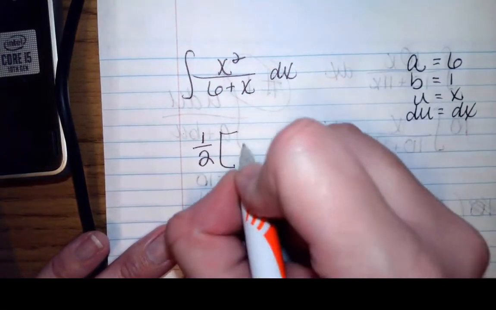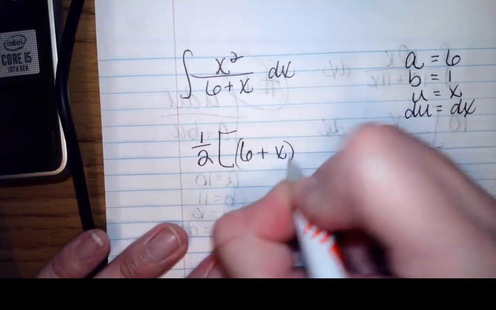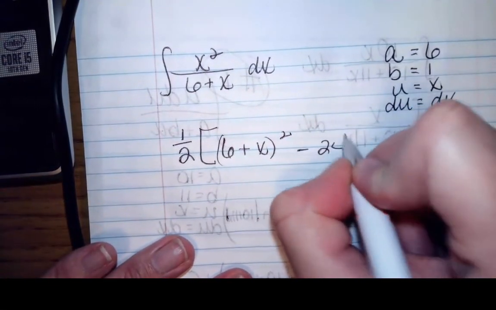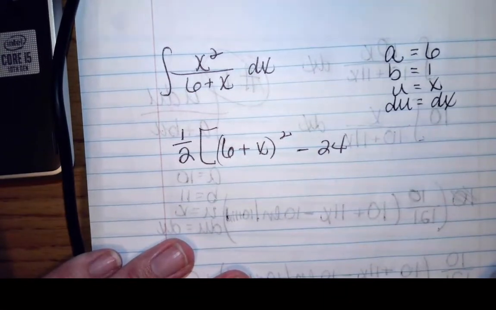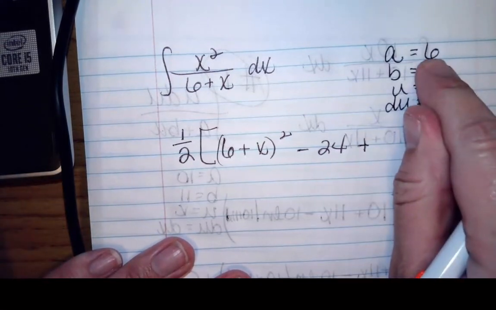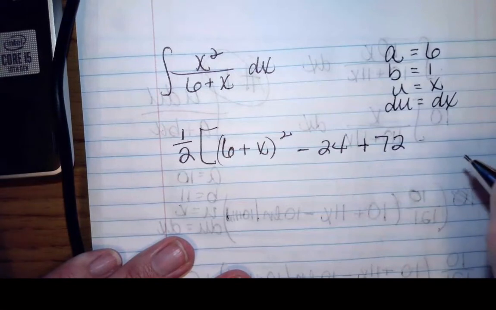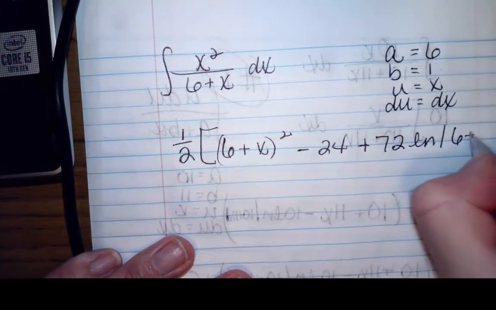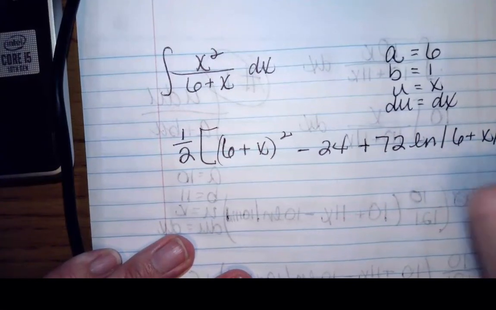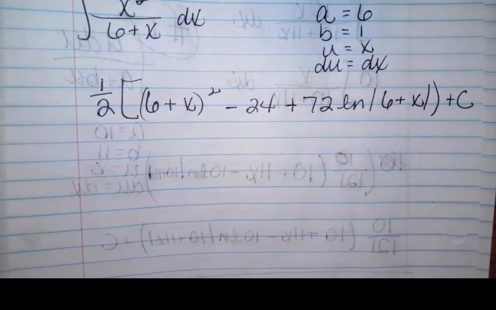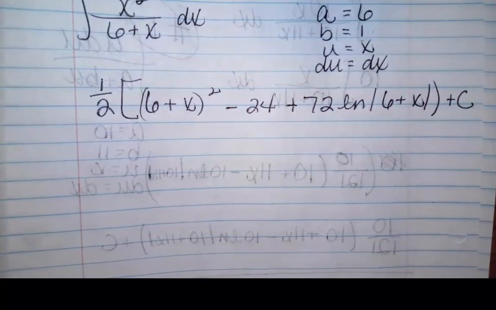What is a? 6 plus x squared minus 4a, minus 24. Okay. And then I have, hang on, plus 2a squared. So plus 2 times a squared will be 72 times the natural log of a plus bu plus c. Okay. So that is about all you get.